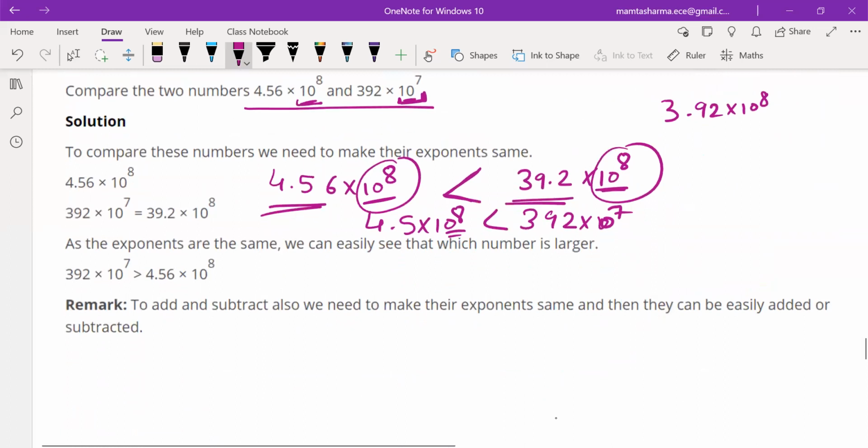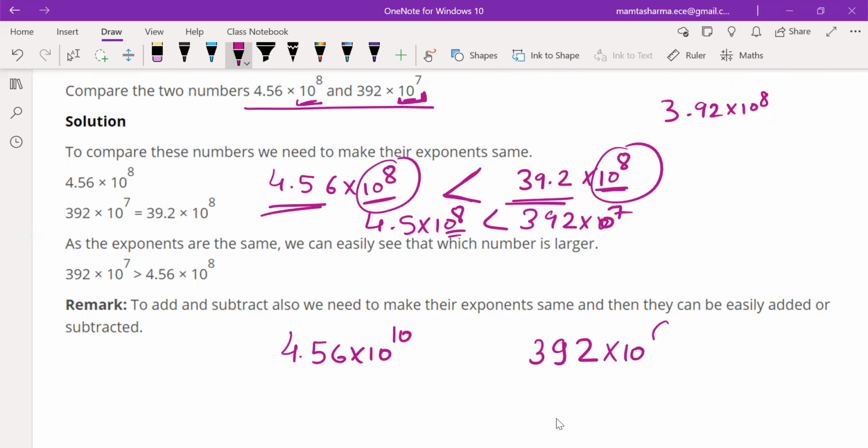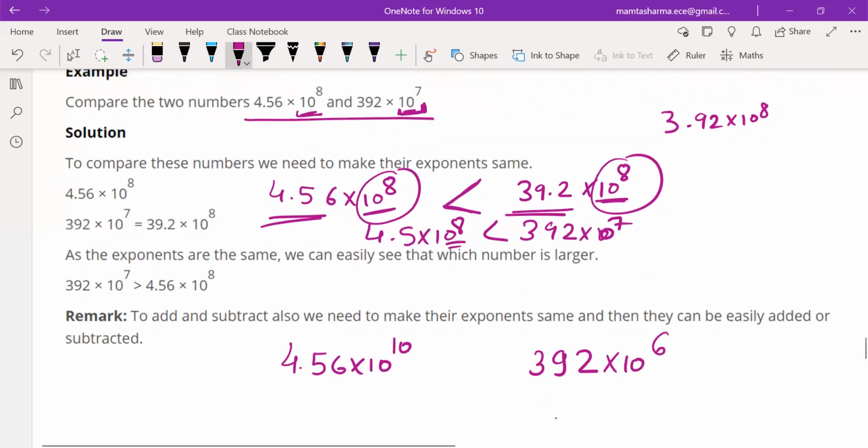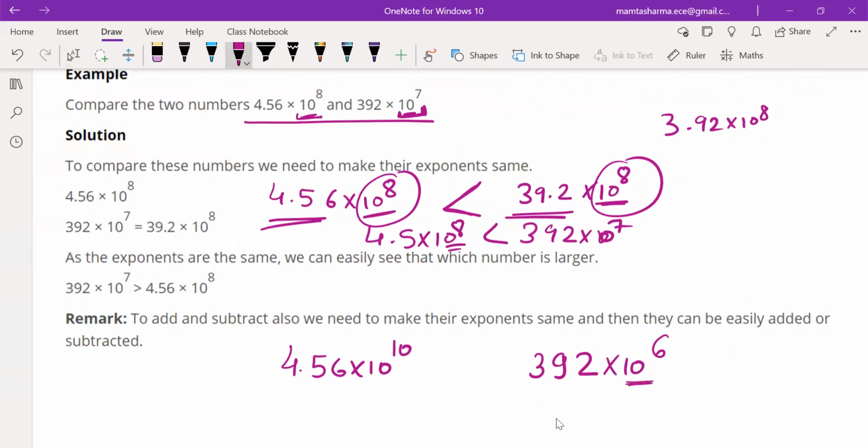Now Nityashri is telling the other example. Yes, tell me. 4.56 into 10 to the power 10 compared with 392 into 10 to the power 6. Okay, so you can do one thing. Either you can convert this 10 to the power 6 to 10 to the power 10. How would you convert? For making 10 to the power 6 into 10 to the power 10, we need to add 10 to the power 4, right? Yes, ma'am.